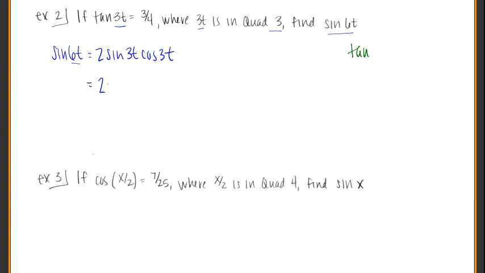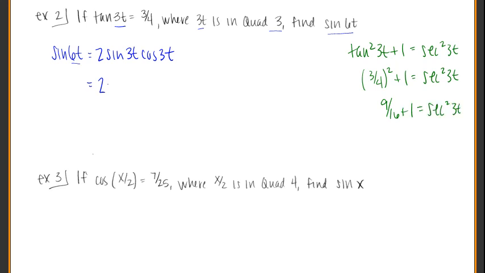I know that tangent squared 3t plus 1 is secant squared 3t. Okay, so tangent's 3/4. If I square 3/4, we'll get secant. So 9/16 plus 1 is secant squared. And 9/16 plus 1 would be 25/16. And by the time I take the square root of both sides with my plus or minus, we'll get 5/4 is secant 3t. Well, secant relates to cosine by reciprocals, so the cosine would be plus or minus 4/5.